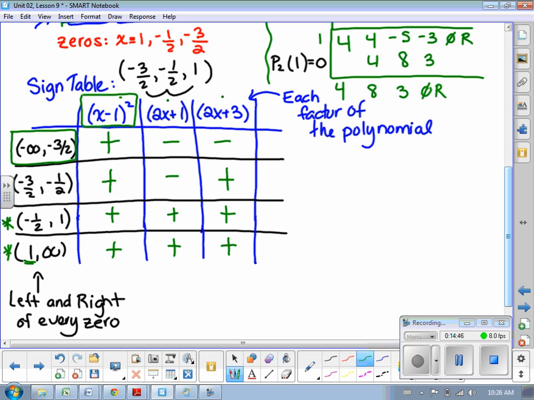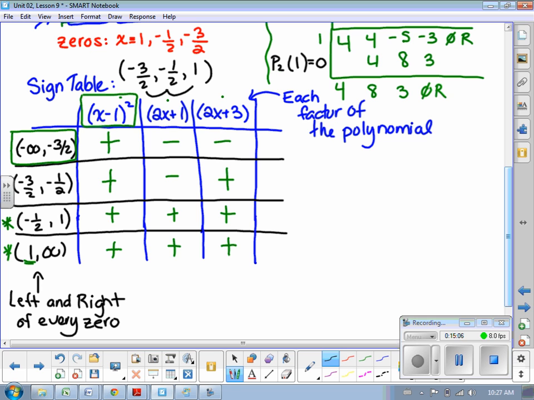If you chose 1.1 or 7 million, you should get the same sign table that I did. So it does not have to be that exact number. It just has to be from the interval. Once you have your full sign table, we've got all of our pluses and minuses put in there. Now we have to turn this into something that we can answer the question.